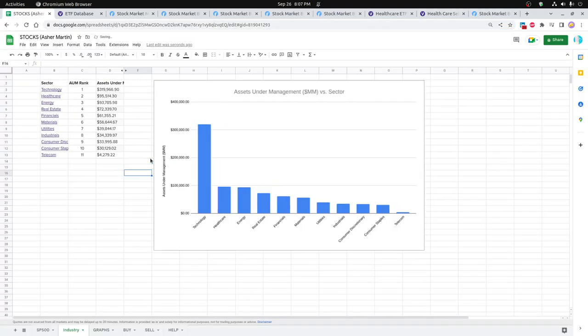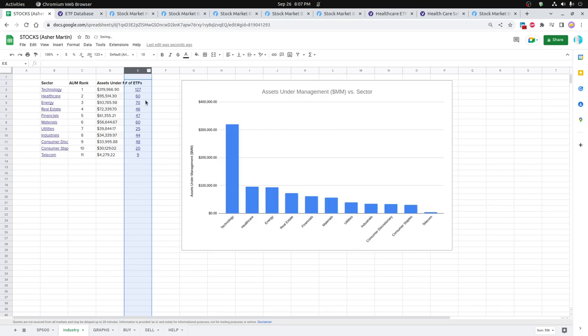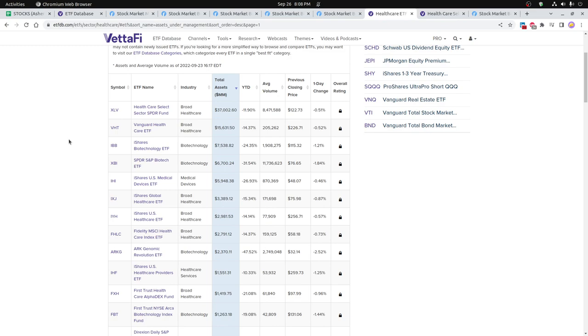So in terms of ETFs, there's about 60 or so ETFs that are healthcare related. You can see that in assets under management, the number one sector is technology. Number two is healthcare. Healthcare and energy are basically about the same, but healthcare is just slightly more invested in than energy. However, there are more ETFs in the energy sector than in the healthcare sector. But here's a graph just showing what's going on for that. If you get a list of all the ETFs, these are the top ones: XLV and VHT, IBB, XBI. All these are some of the top ones.